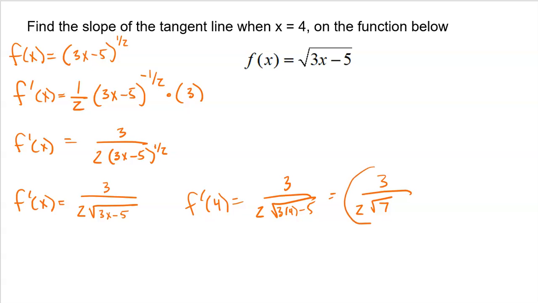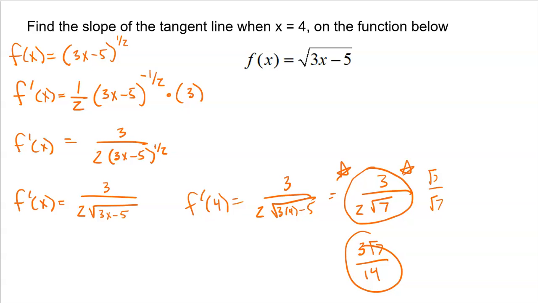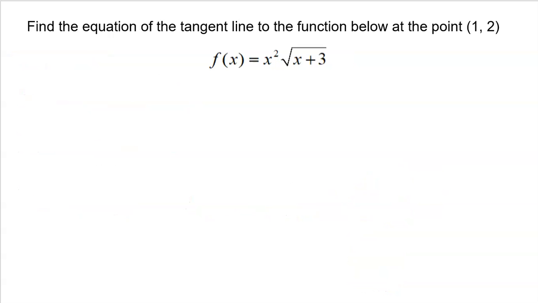So again, that in calculus is an okay answer. If you really want to get rid of the square root in the denominator, all you got to do is multiply top and bottom by the square root of 7, and you get 3 radical 7 over 14 if you would like. But I'm totally okay with this answer as the final answer for the slope of the tangent line, the rate of change when x equals positive 4. All right, next problem.